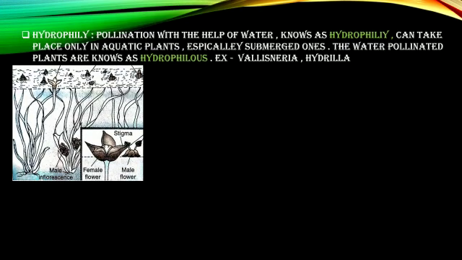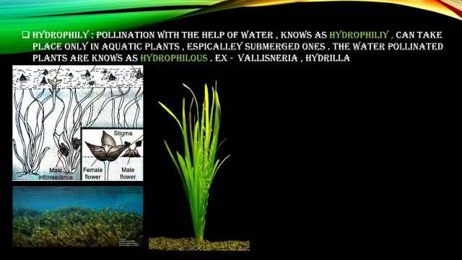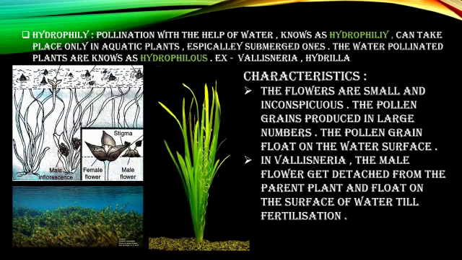The next type of pollinating agent is water, hydrophily, which you can see in water plants like Vallisneria, Hydrilla. You can find this type of pollination mostly in aquatic plants which are submerged. The flowers are small, inconspicuous. Pollen grains here are also produced in large numbers, as in the case of wind pollination.